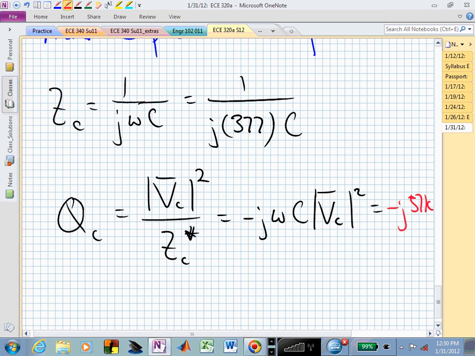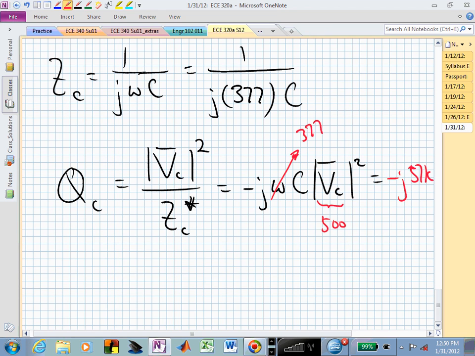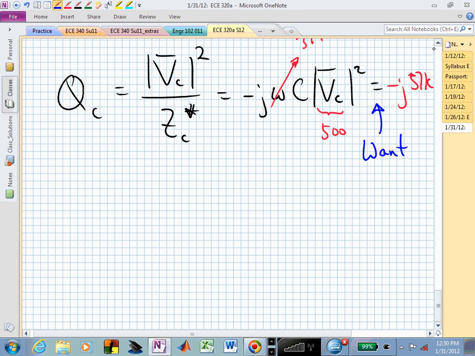We now have the appropriate formulas, and the only unknown, once we realize that omega is 377, is C. That capacitor's in parallel with all the other loads. This was 500, and now we can solve for C. This is what we wanted. Making that equality hold forces C to be 605 microfarads.